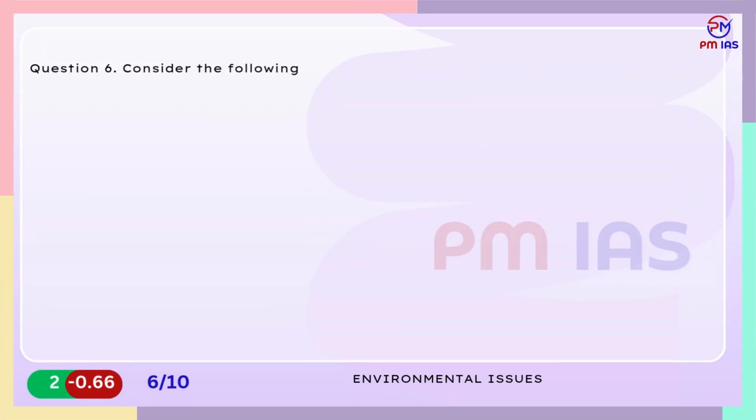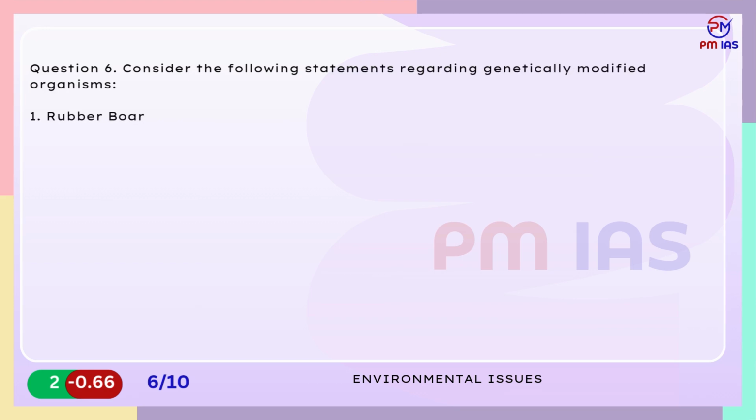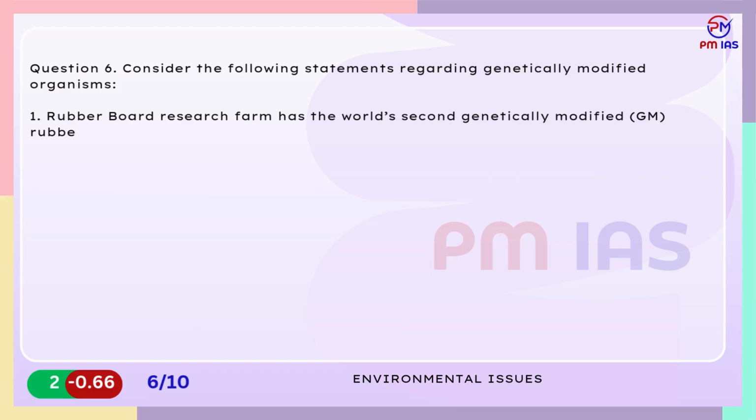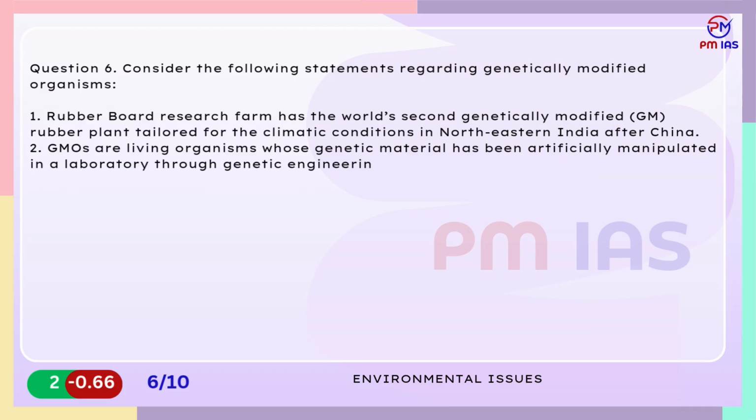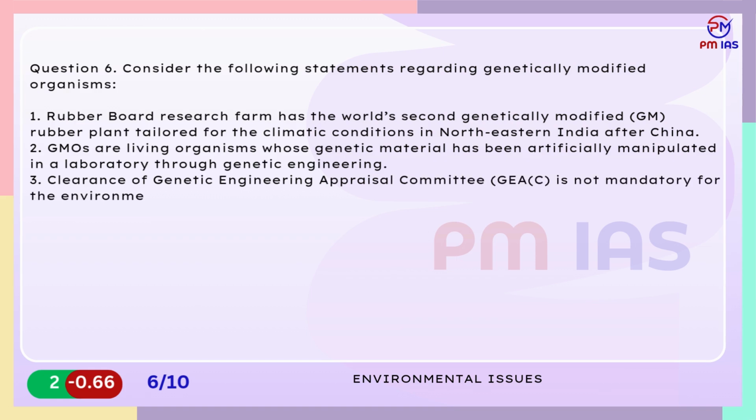Question 6. Consider the following statements regarding genetically modified organisms. 1. Rubber Board Research Farm has the world's second genetically modified, GM, rubber plant tailored for the climatic conditions in northeastern India after China. 2. GMOs are living organisms whose genetic material has been artificially manipulated in a laboratory through genetic engineering. 3. Clearance of the Genetic Engineering Appraisal Committee, GEAC, is not mandatory for the environmental release of genetically modified, GM, crops. Which of the statements given above is correct?